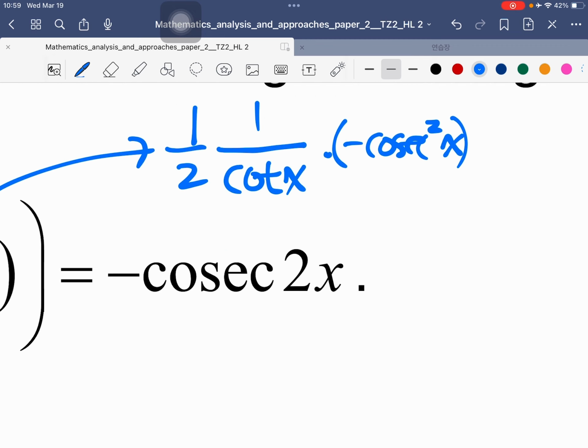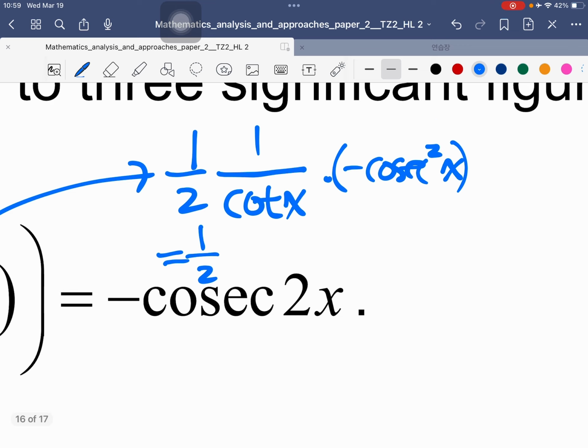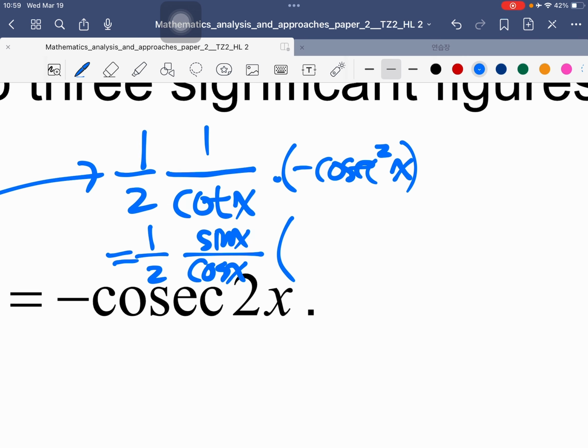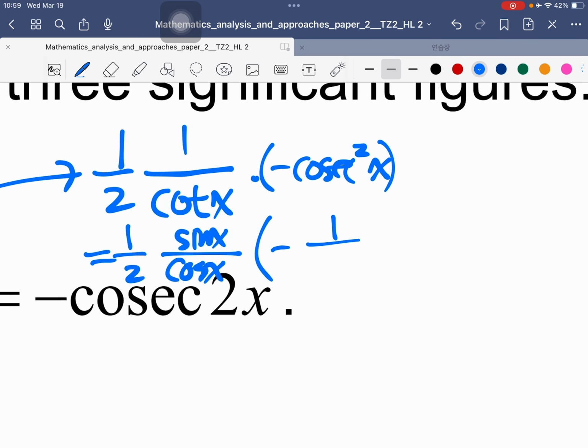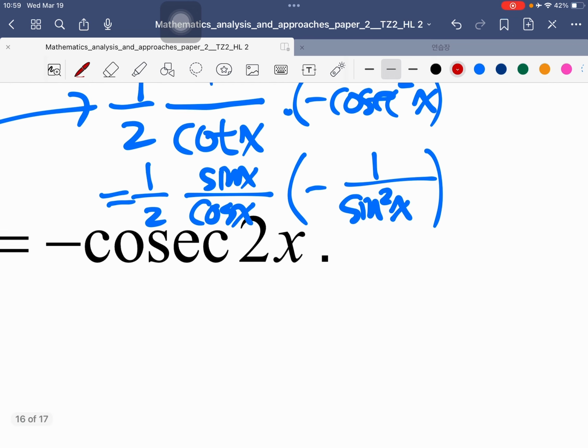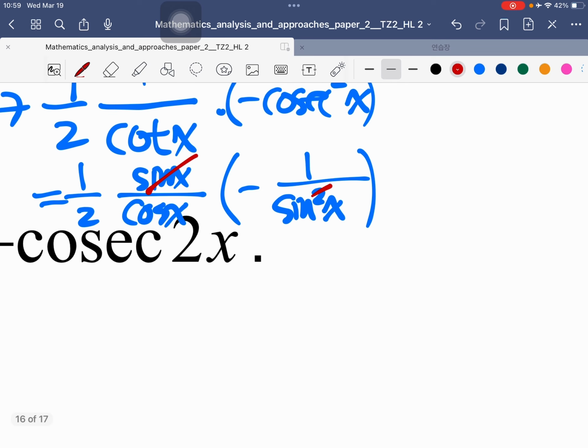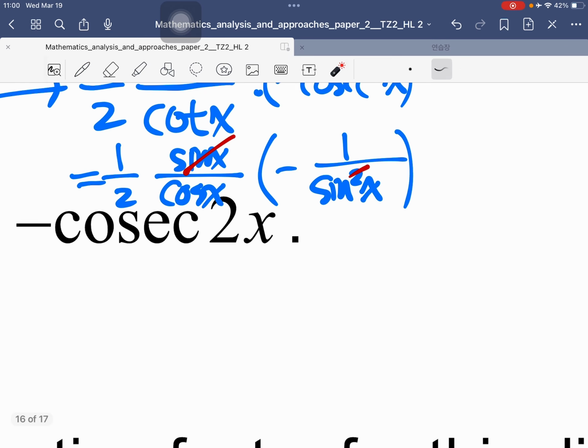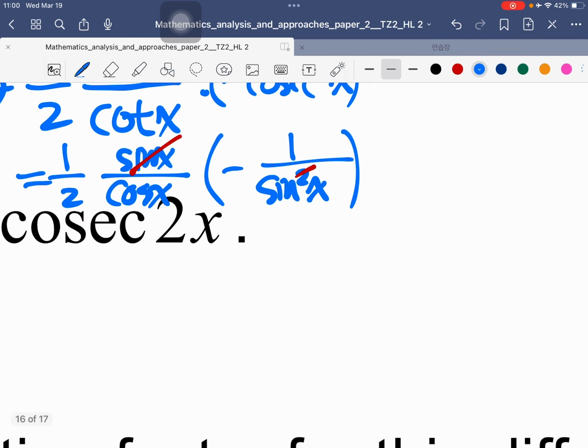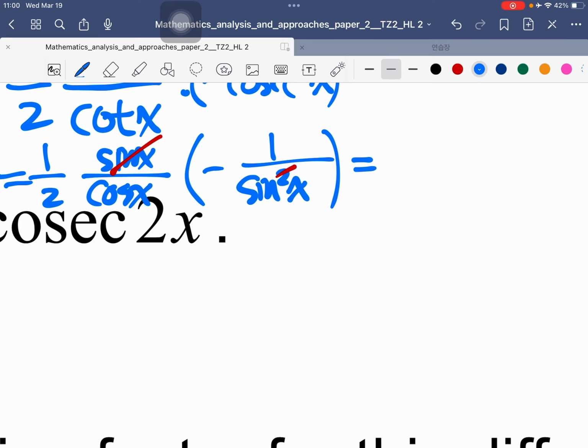So this is going to be 1 over 2. 1 over cotangent of x is tangent x, which is sine x over cosine x. Negative cosecant squared x is negative 1 over sine squared of x. Okay, sine x, 1 over sine x cancels out. And then the bottom part is only remaining 2 sine x cosine x, which is sine 2x. So it's going to be negative 1 over sine of 2x.